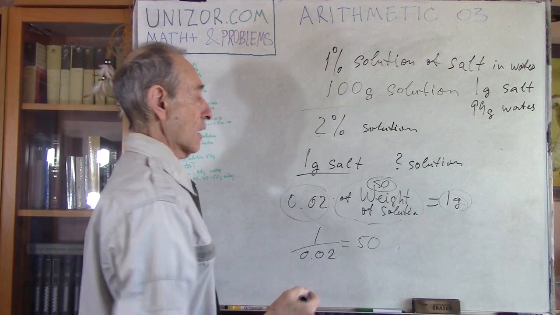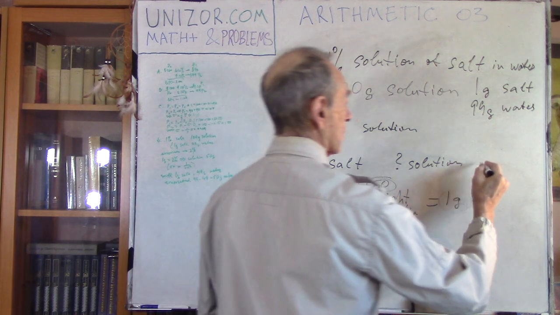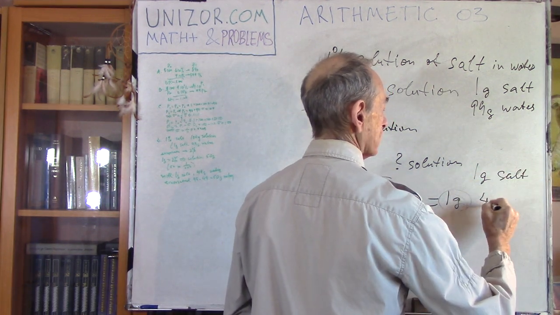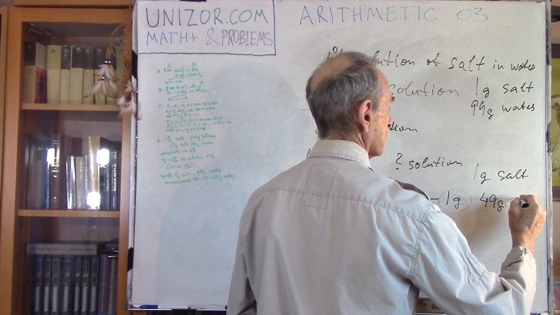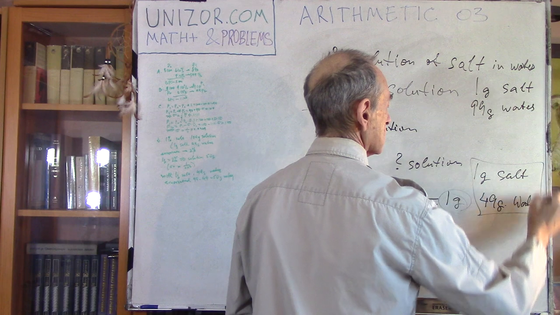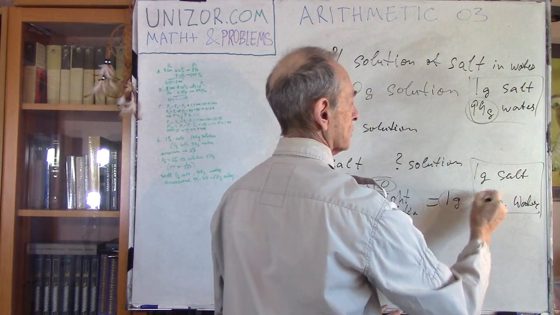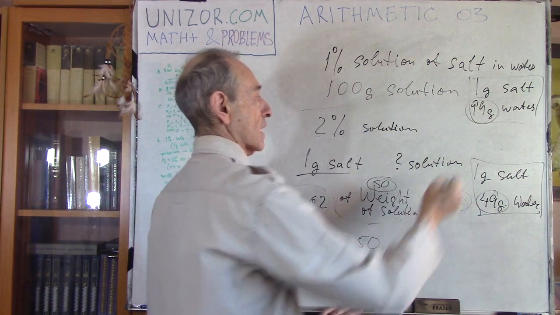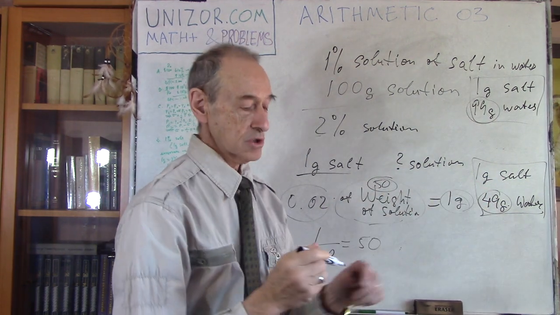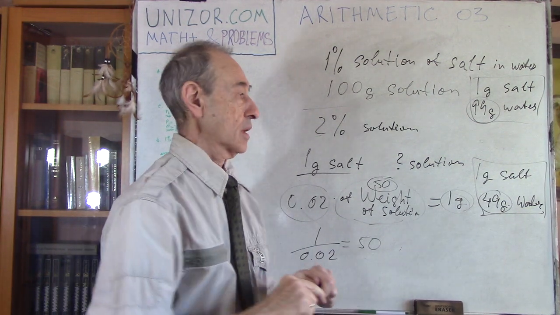Everything is logical. Now, if the total weight of the solution is 50, we still have 1 gram of salt, which means we have only 49 gram of water. So this is the result. This is what it was before. So 50 gram of water evaporated. So from 99 we went down to 49. But this is the composition of the solution after it was evaporated.